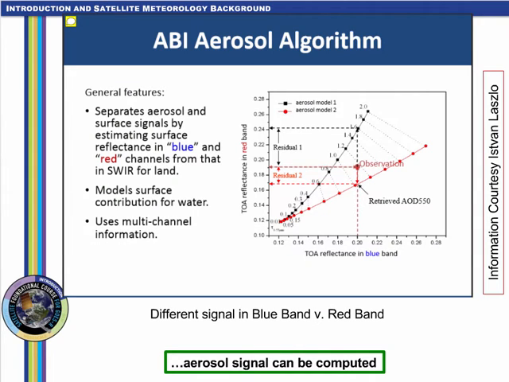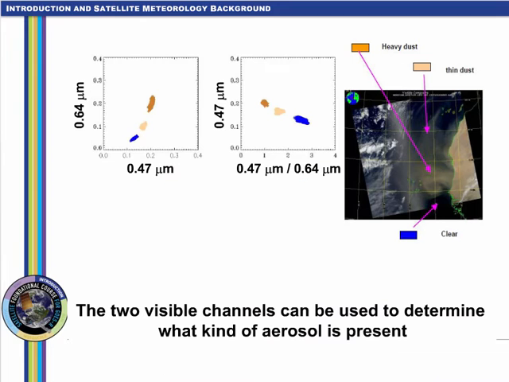Again, by comparing signals between two different channels and using known relationships about those differences, one of which is shown in the plot. This slide demonstrates how information from different channels can be used to determine the aerosol regime. There are regimes in the plots where clear regions predominate, or thin dust or thick dust. This is the type of information that is coded up in the aerosol detection and AOD algorithms.